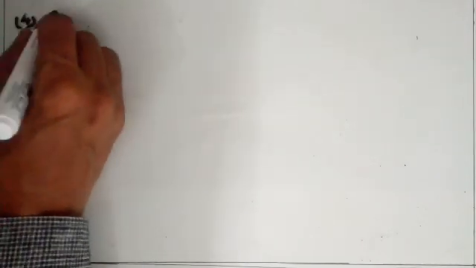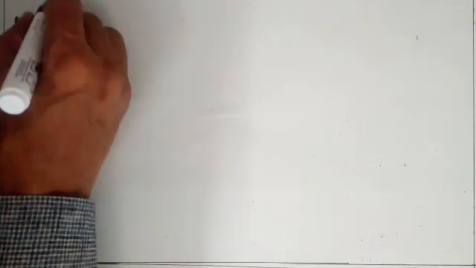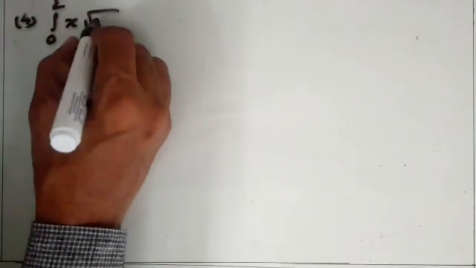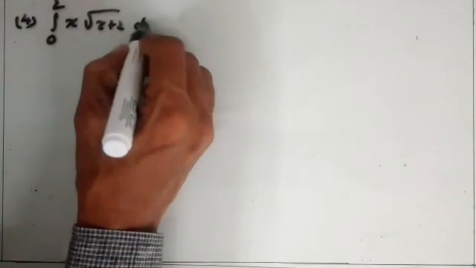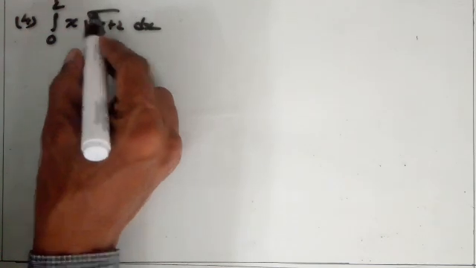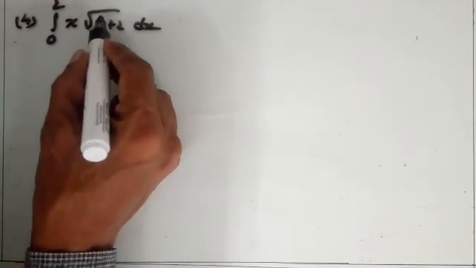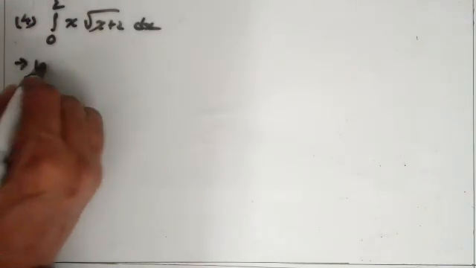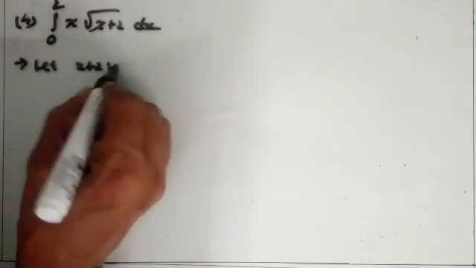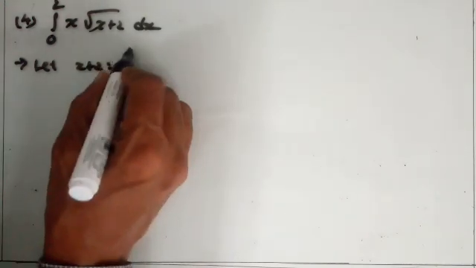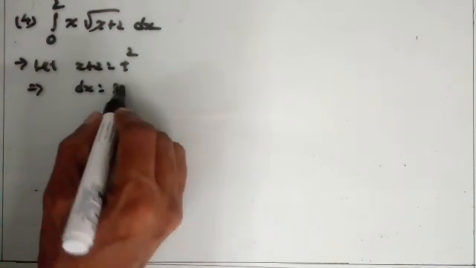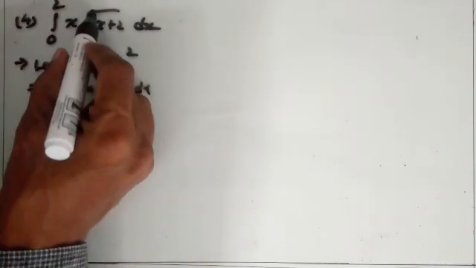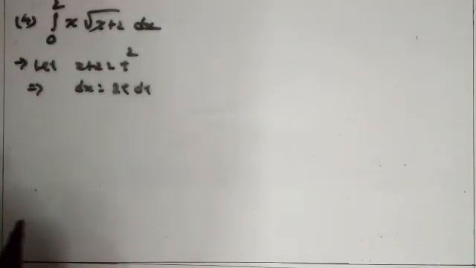Now the next question, question number 4. Find the finite integration from 0 to 2 of x root of x plus 2 dx. Here think how to remove this square root. Suppose x plus 2 is equal to t. So let x plus 2 is equal to t square. This implies dx is equal to, the derivative of this, 2t dt. To remove this square root, suppose x plus 2 is equal to t square.